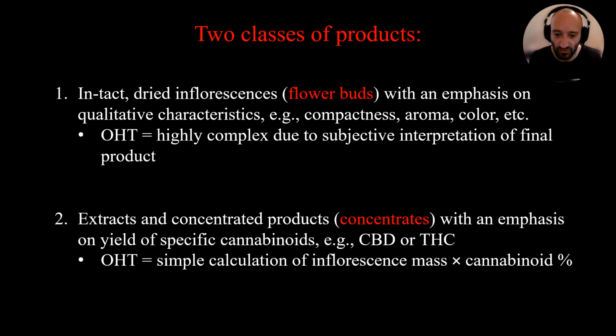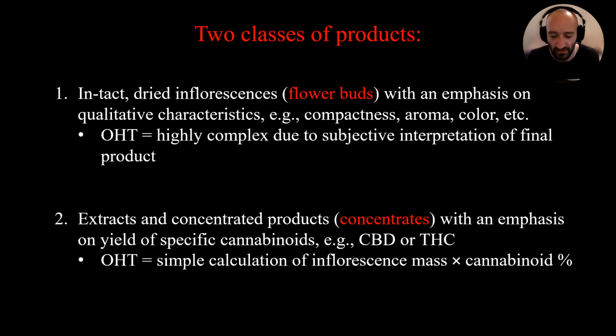And so there's really two main classes of products. Number one being the intact dried inflorescences, or our flower buds. And these really have an emphasis on qualitative characteristics, right? The compactness, the aroma, the color, these things that seem to add a lot of value to the product. Maybe we don't necessarily understand how these things correlate with the smoking quality of the product, but the visual appearance will add more value to it.